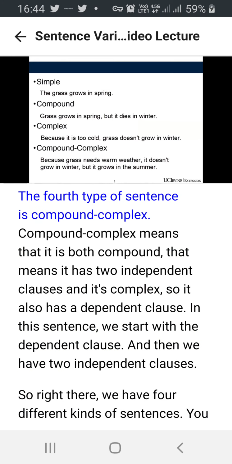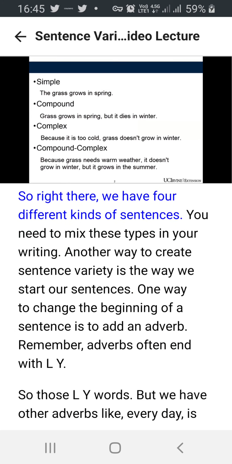The fourth type of sentence is compound complex. Compound complex means that it is both compound. That means it has 2 independent clauses, and it's complex, so it also has a dependent clause. In this sentence, we start with the dependent clause, and then we have 2 independent clauses. So right there we have 4 different kinds of sentences. You need to mix these types in your writing.